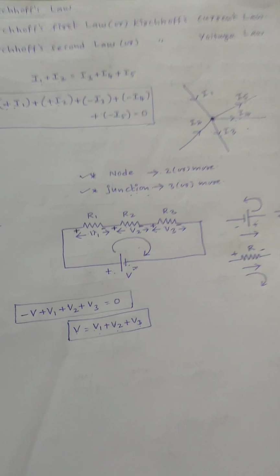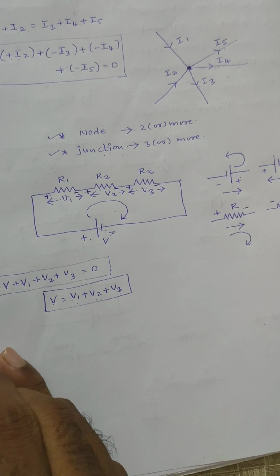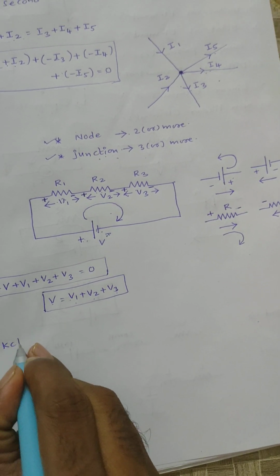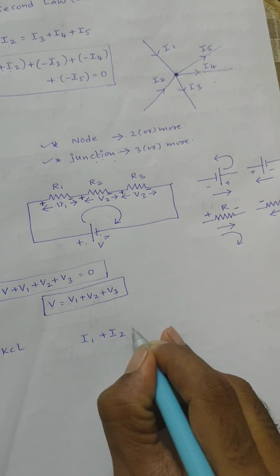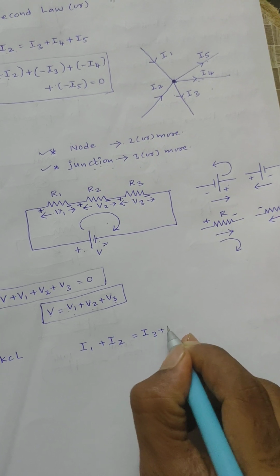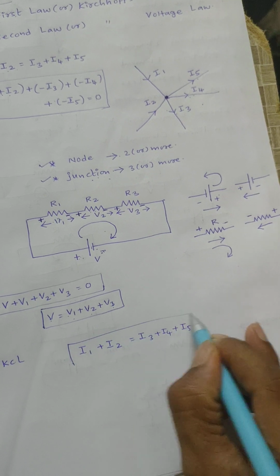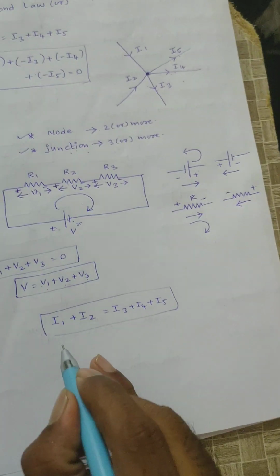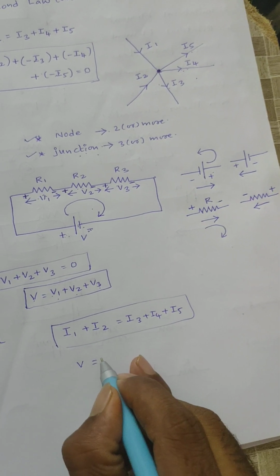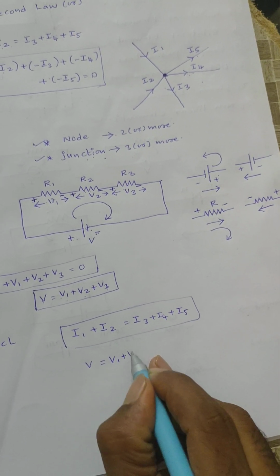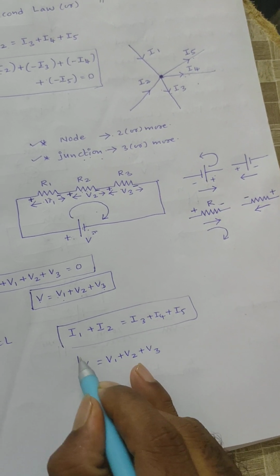Now see here, from KCL, I1 plus I2 is equal to I3 plus I4 plus I5. Conclusions: the sum of incoming currents is equal to the sum of outgoing currents from KCL. From KVL, the algebraic sum of voltages in a closed loop is equal to 0, or the sum of voltage rises is equal to the sum of voltage drops.